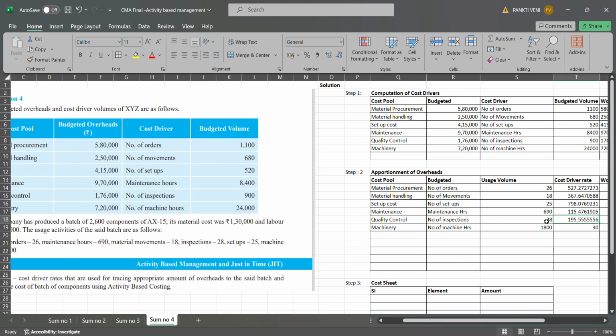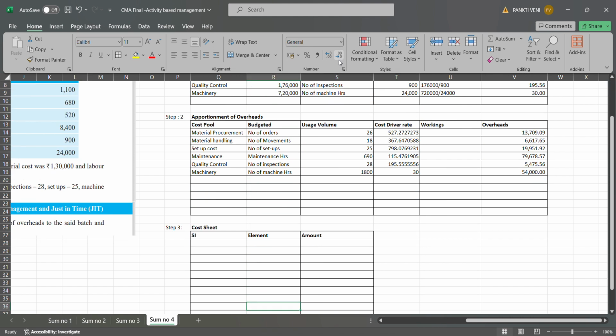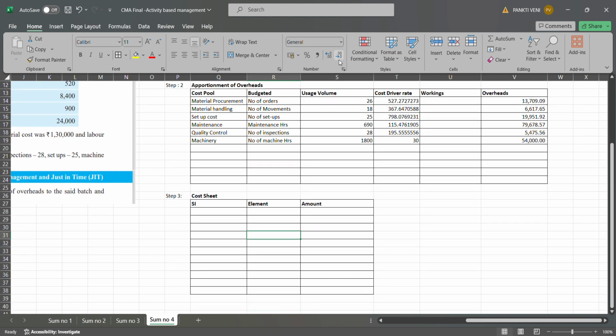Okay, now what I'll be doing is I'll multiply these 2 and I'll get my overheads, total overheads. If I multiply, I'll get my total overheads. So this part is done. I'm ready with my total overheads. Okay, now I'll prepare a cost sheet.